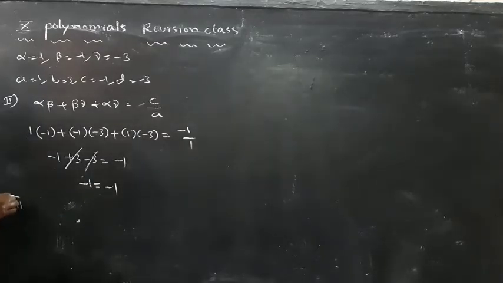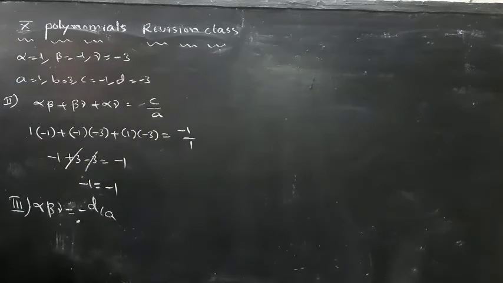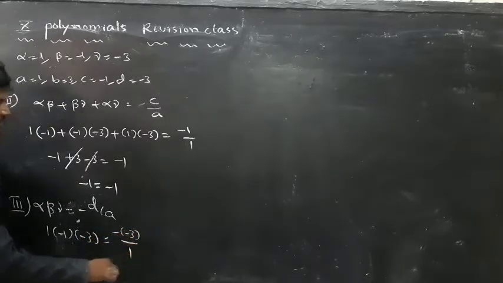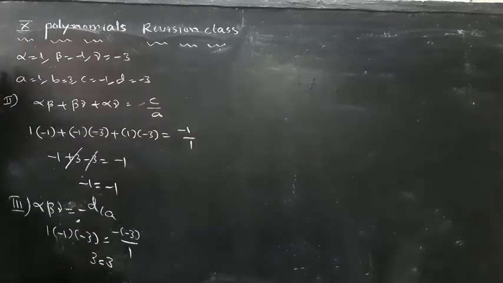What about the third relation? Alpha beta gamma is equal to minus d by a. What is the value of alpha beta gamma here? 1 into minus 1 into minus 3 is 3. What is the value of d here? Minus 3, so minus of minus 3 by 1 is 3. It means 3 is equal to 3. So the relation between the zeros and the coefficients is verified.